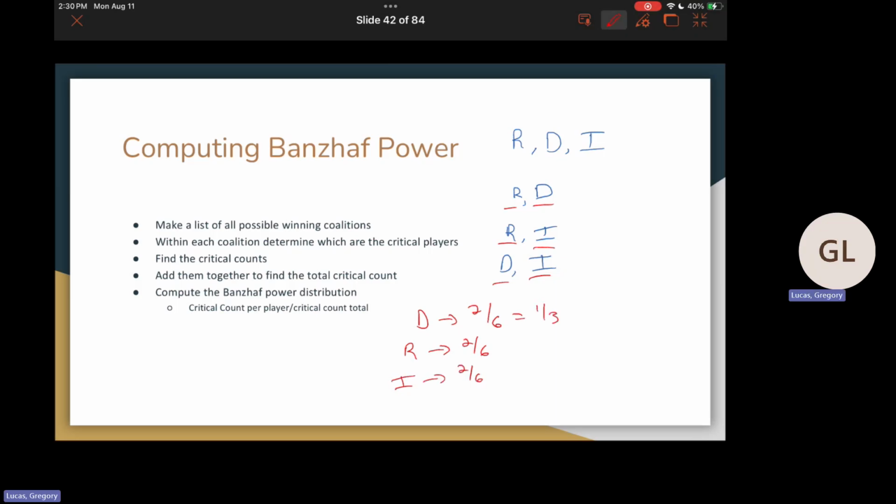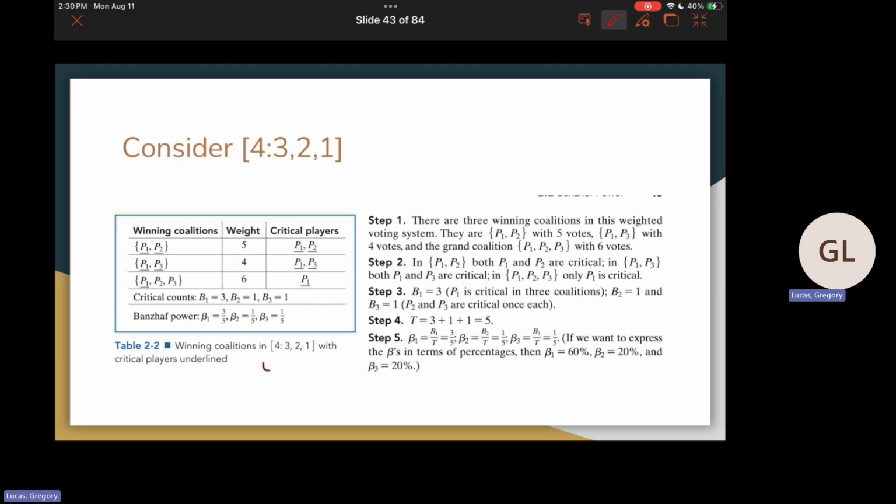If we want, we can change this to 1/3. But all we're doing is counting the total number of things being underlined and then breaking it up by category. So Democrats underlined twice, Republicans underlined twice, and Independents underlined twice. Here's a little bit better of an example where the numbers aren't exactly the same. So let's consider [4: 3, 2, 1]. Quota 4, someone has a power of 3, someone has a power of 2, and someone has a power of 1. So this is player 1, this is player 2, and this is player 3.